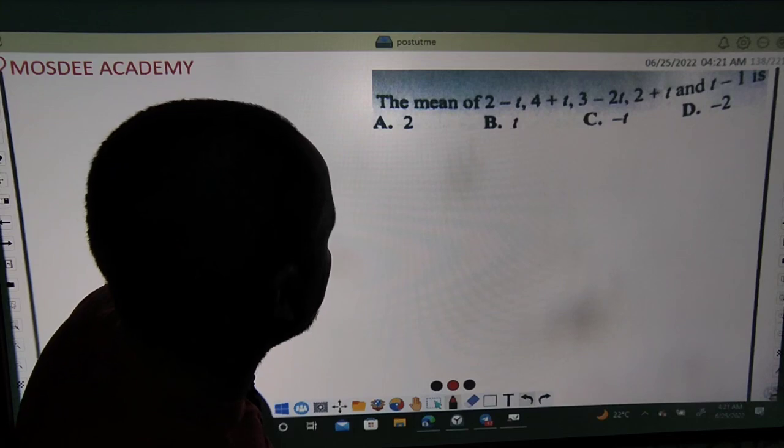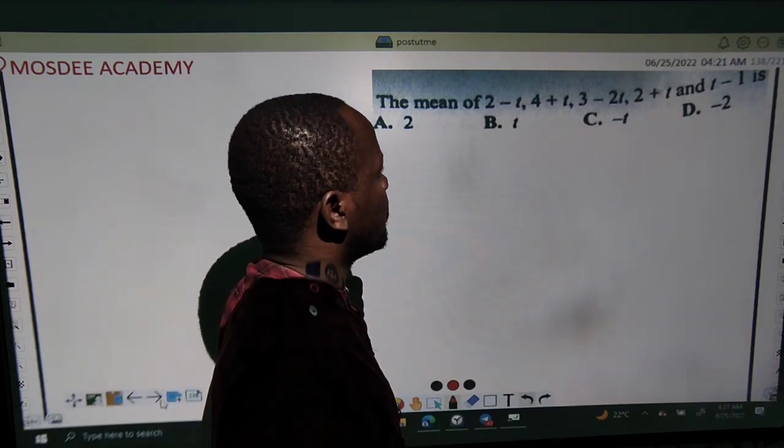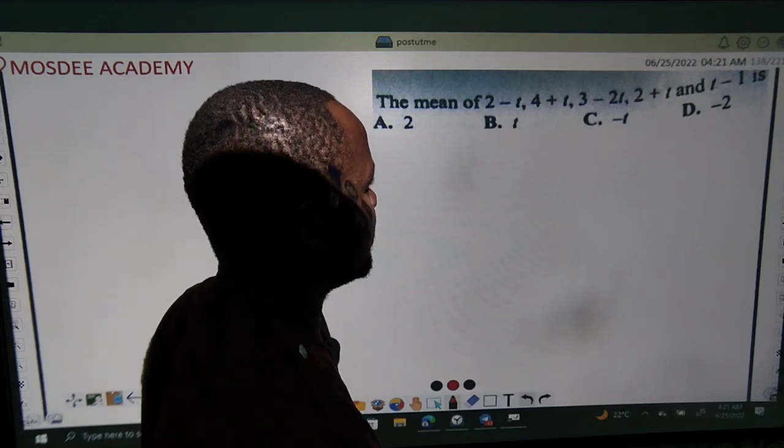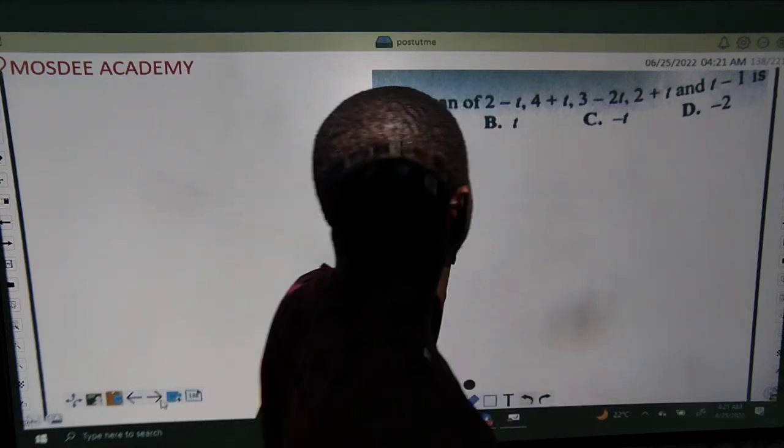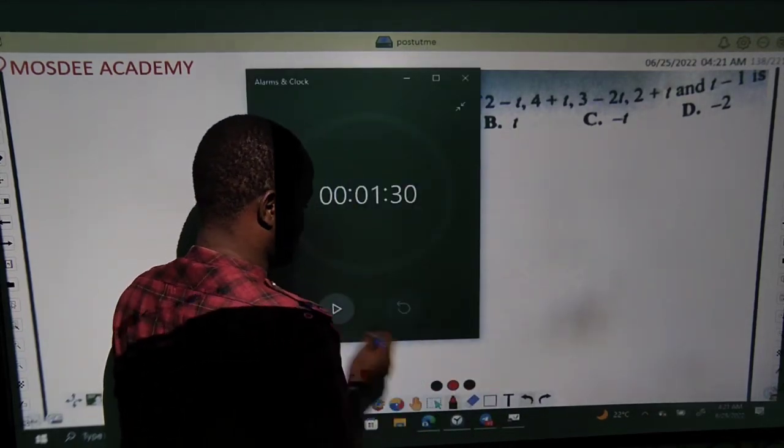It's even becoming unbearable. So the next question is the mean of 2 minus t, 4 plus t, 3 minus 2t, and 2t. Mean is just adding all the numbers together. Let me start the time.